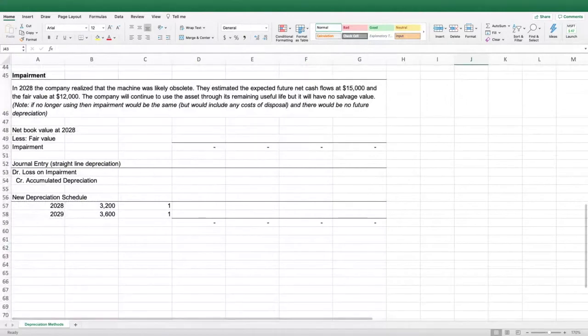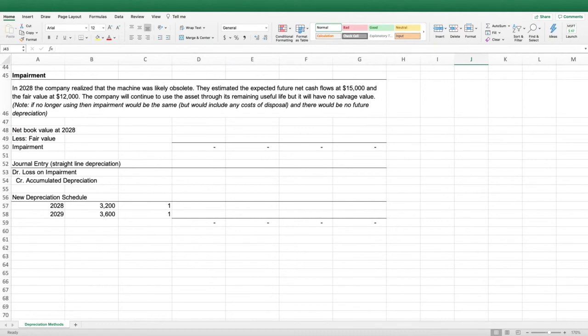Moving on to the asset impairments. So let's say in 2028, the company realized that the machine was likely obsolete. So there's something that triggered them to assess and realize there's a chance it might be obsolete. Now they have to do their impairment assessment. So as part of this, they estimate the expected future net cash flows at $15,000, and the fair value of the asset is $12,000.